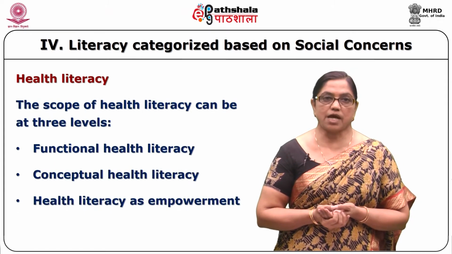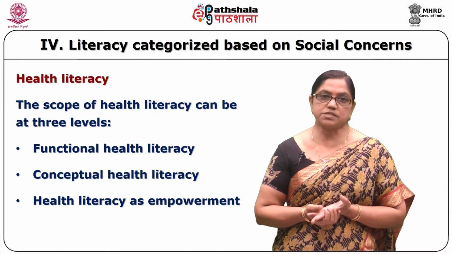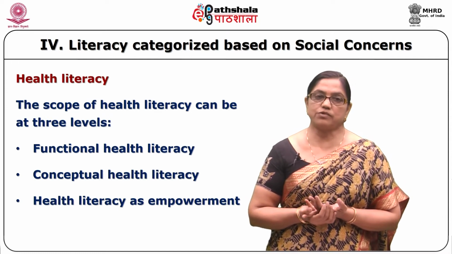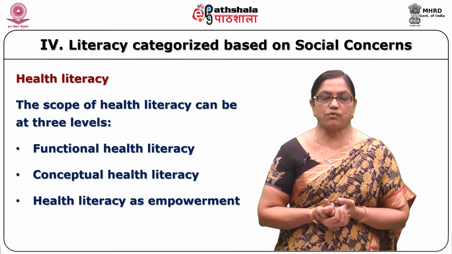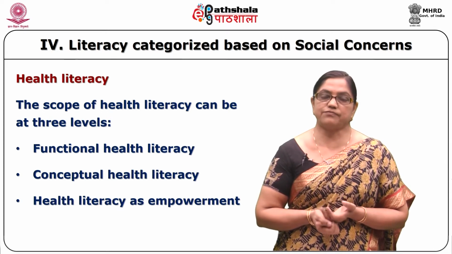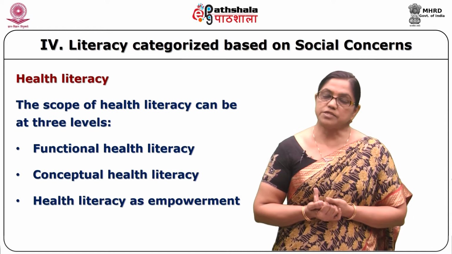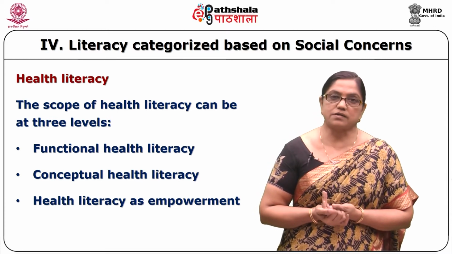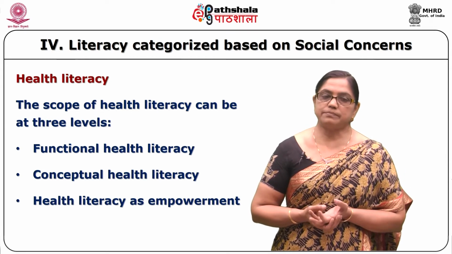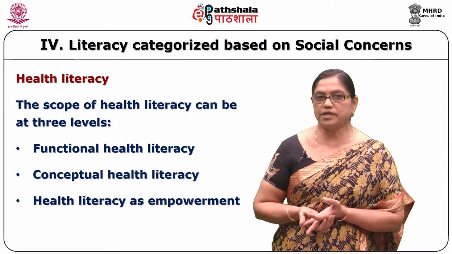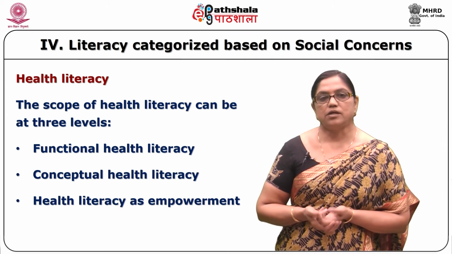The scope of health literacy can be at three levels: functional health literacy, conceptual health literacy, and health literacy as empowerment. Under functional health literacy, once people are aware about the importance of health, they would know the importance of consent forms and how to get access to health facilities. In conceptual health literacy, once a person becomes aware about the importance of health, the person will remain away from health risks like drugs and such things. Health literacy as empowerment: once people become aware about health, they will ensure that political parties also listen to their demands and provide them access to promote health for them.